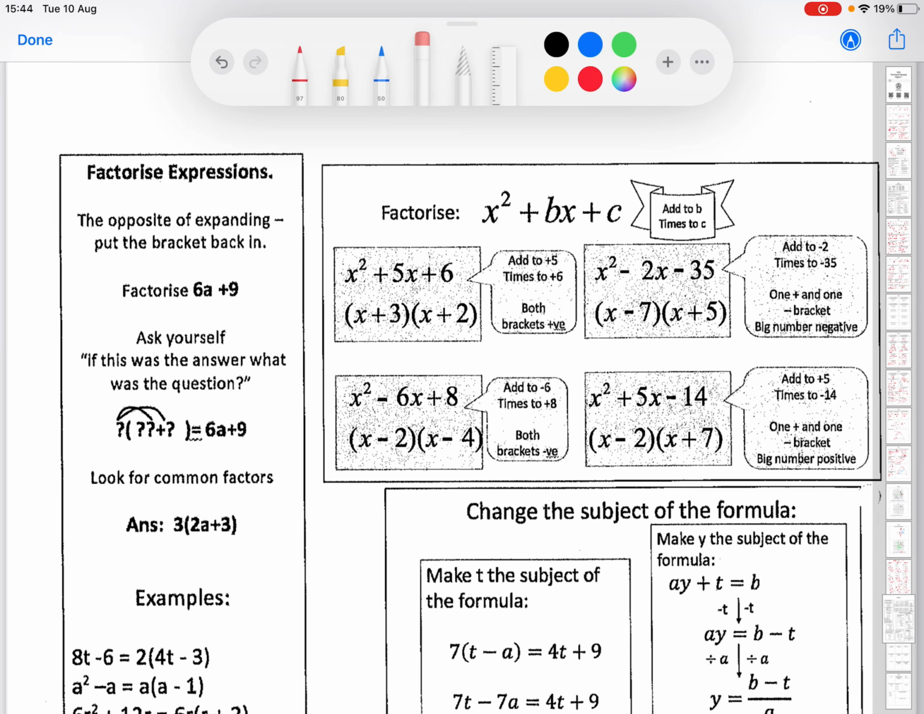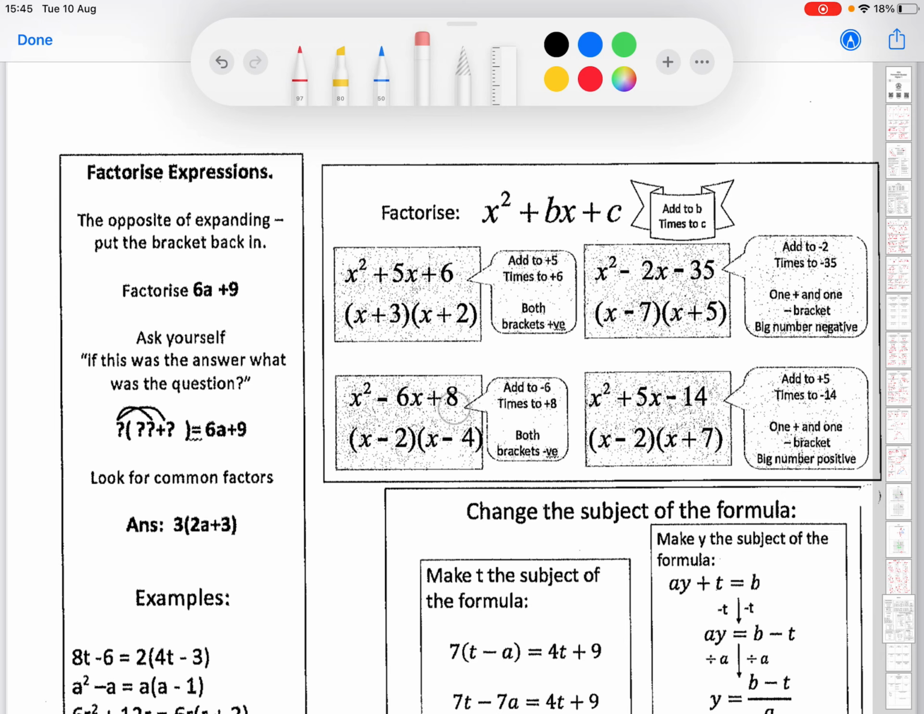So in this one, we've got two numbers that need to make minus 35. That means one of them has to be a negative. And they have to add up to make minus 2. So minus 7 times positive 5 gives us minus 35. And if we do minus 7 add 5, that makes minus 2.